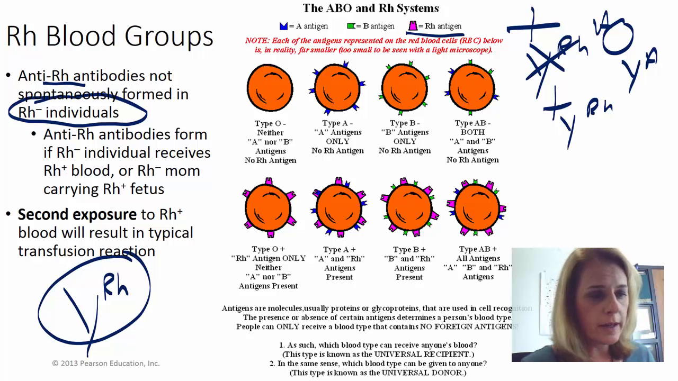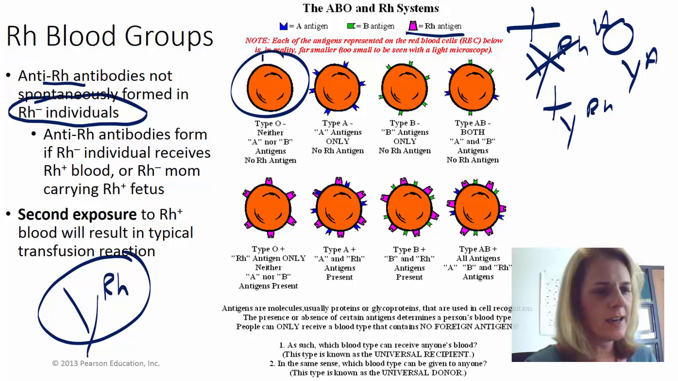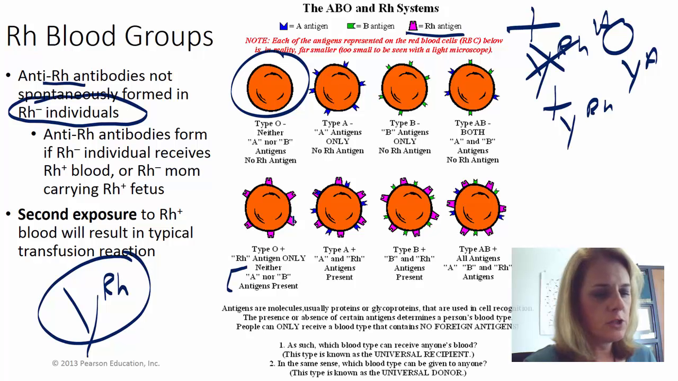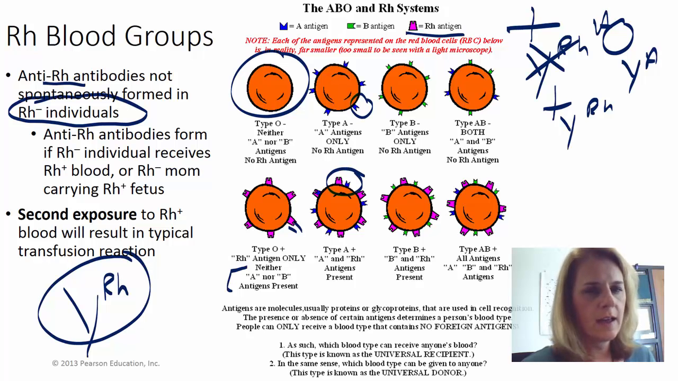So if you have O blood, if you're O negative, then you don't have any antigens to anything. If you are O positive, there's no A, no B, but you have those little Rh antigens. If you're A negative, you have just the A. If you're A positive, you have the A and the Rh.